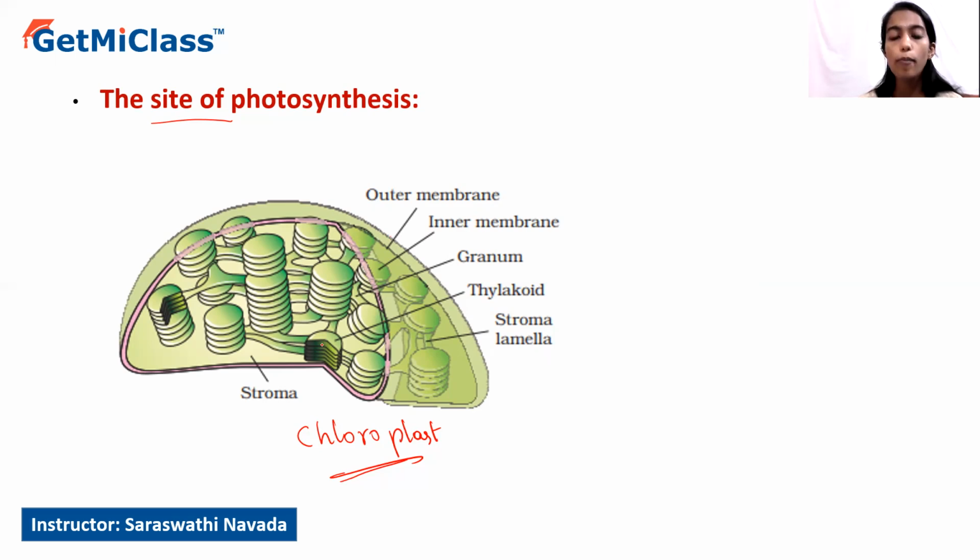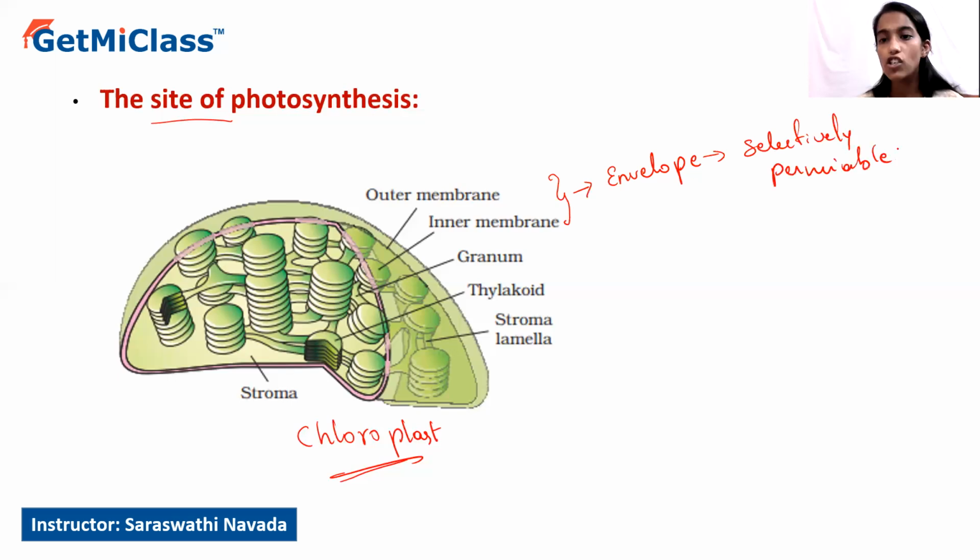If we look at the structure of the chloroplast, it is made up of two membranes. It is a double membrane structure, which forms the envelope, that is, the outer as well as the inner membrane. These outer and inner membranes are continuous, smooth, and selectively permeable in nature. In between these two membranes, there is a small minute space called the intermembrane space, which is present between the outer and inner membrane of the chloroplast.